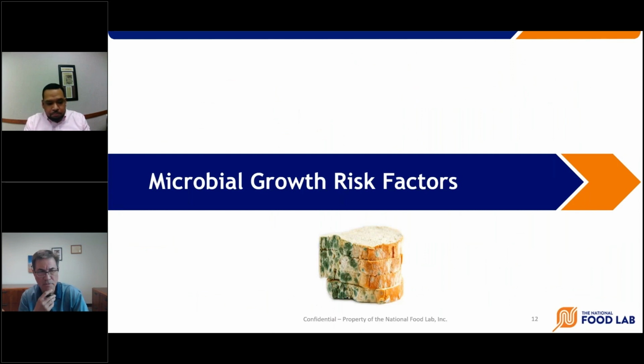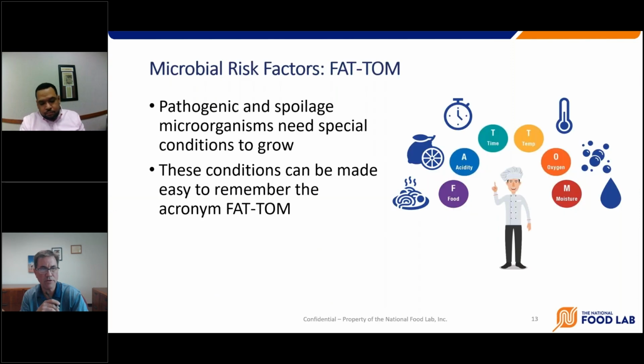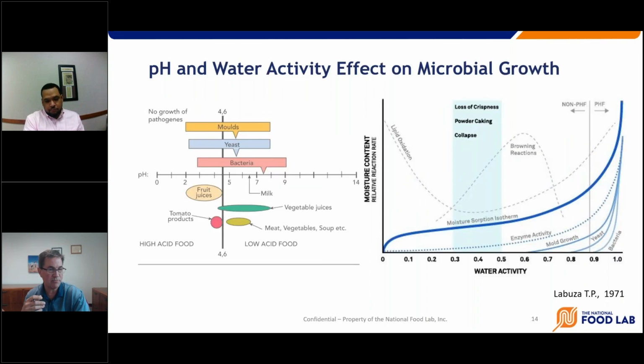All right, so now we'll talk about some microbial growth risk factors and how we work to control those. The pathogenic and spoilage microorganisms need special conditions, and the acronym that we're applying to this is called FATTOM. So it's what's the type of food, what's the acidity of the product, how long are we going to treat it, what temperature are we going to treat it at, is there oxygen available to support growth, and then what's the moisture content of those products and how will that impact everything.